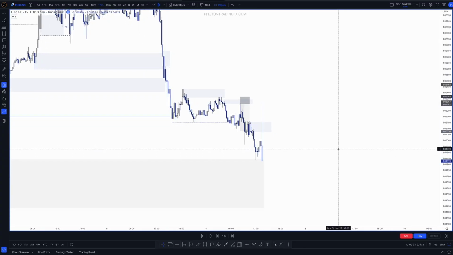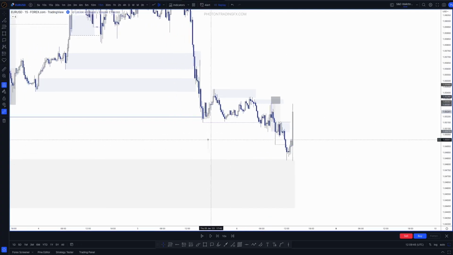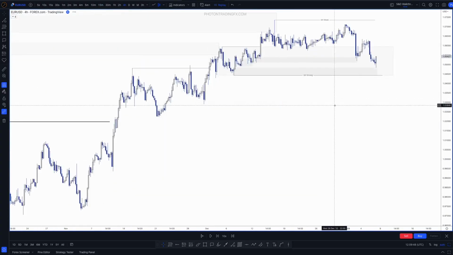Okay, let's see. Okay, big boom, shift in structure there. All right, we've got the bullish IBOS. Supply has clearly failed. Nice shift in structure. Let's have a look at the 4-hour chart and remind ourselves again what's going on.